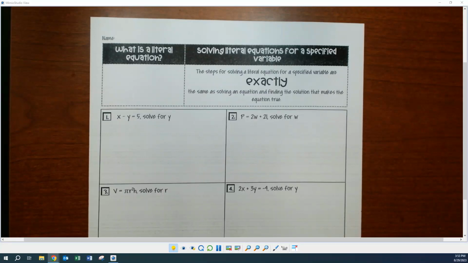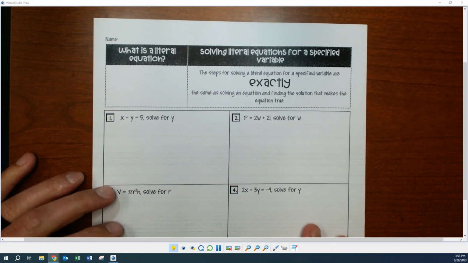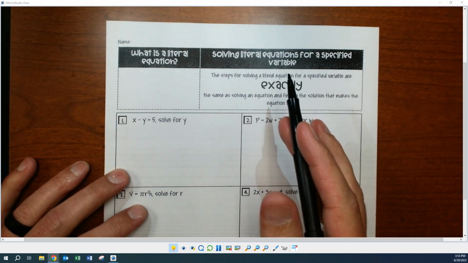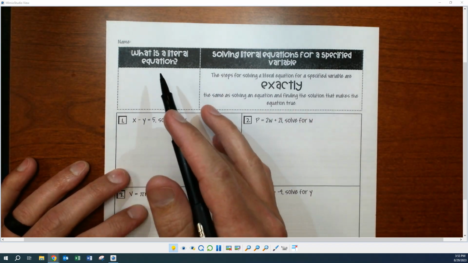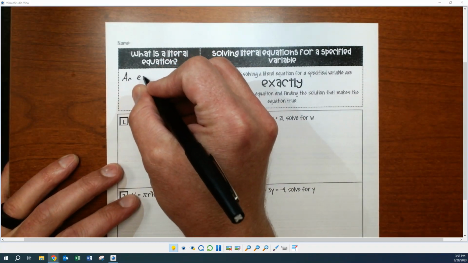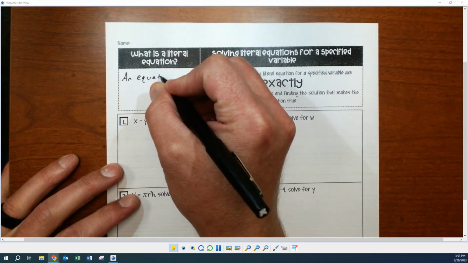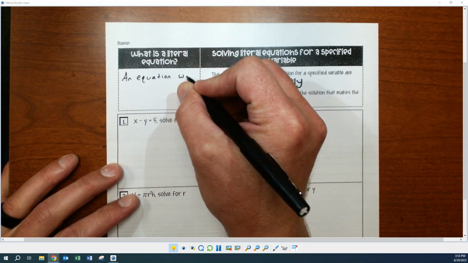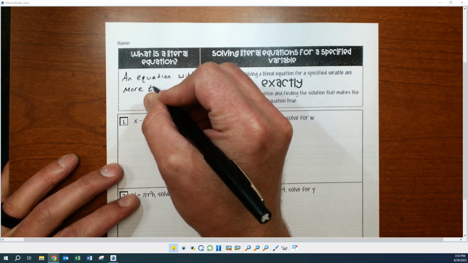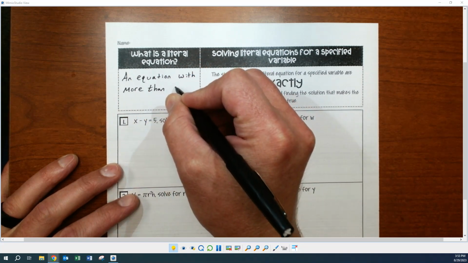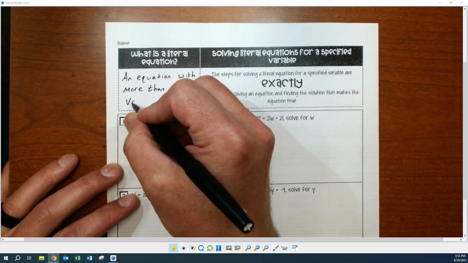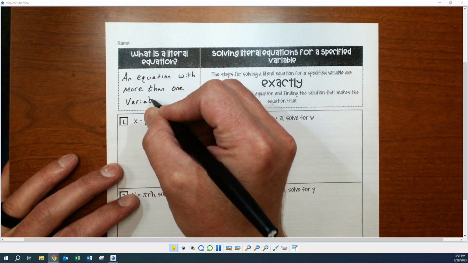Today we're going to be covering the notes on what is a literal equation, and solving literal equations for a specific variable. So, first of all, what is a literal equation? An equation with more than one variable.